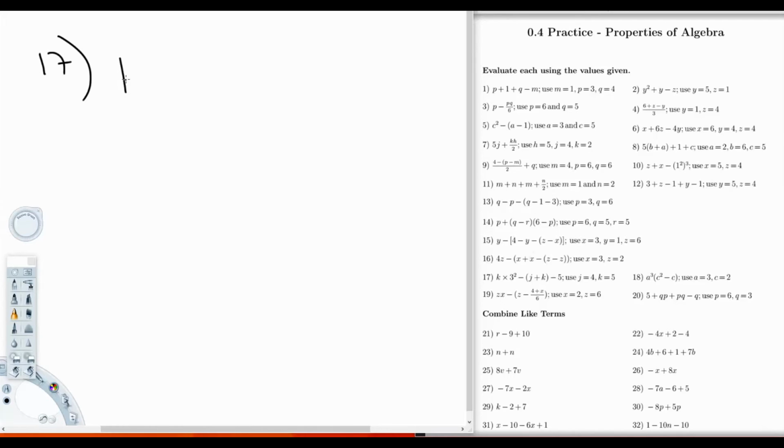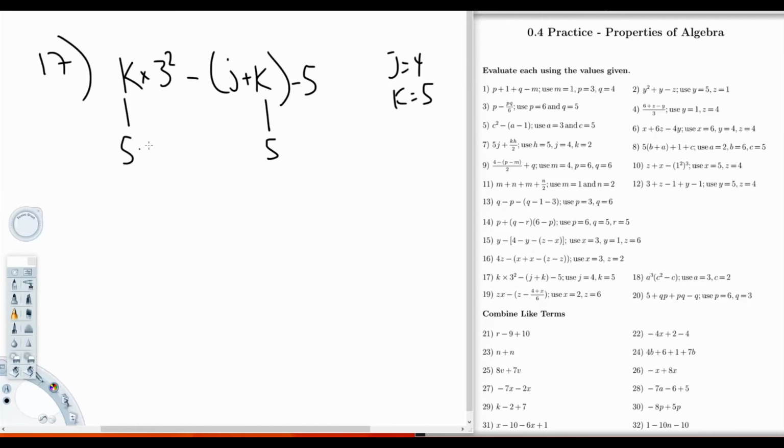All right, so k times 3 squared minus j plus k minus 5. j equals 4, k equals 5. The first thing I think we're going to do is replace the letters with numbers, right? So I have a k right here, that's a 5. I have another k right here, that's a 5. And I have a j right here, that's a 4. So let's rewrite this: 5 times 3 squared minus 4 plus 5 minus 5.